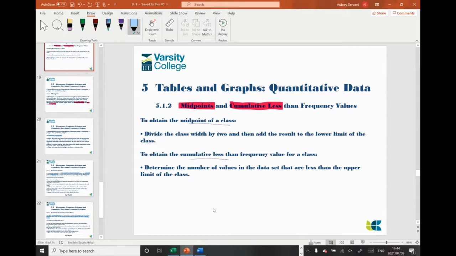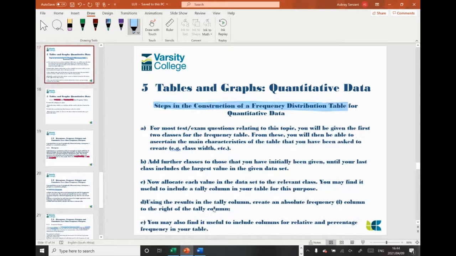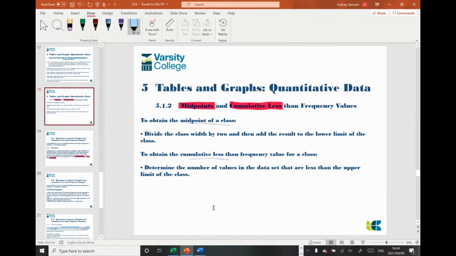Then here they are looking at frequency distribution tables, and then they're talking about the midpoint and the cumulative less-than frequency value. To obtain the midpoint, you simply divide the class width by 2 and then add the result to the lower limit of the class. Lower limit, remember we said we're looking at from 75 and above. So 75 would then be that lower limit. Then for the cumulative less-than frequency value for the class, we can determine the number of values in the data set that are less than the upper limit. So we're basically saying it can be set 75 to 90.